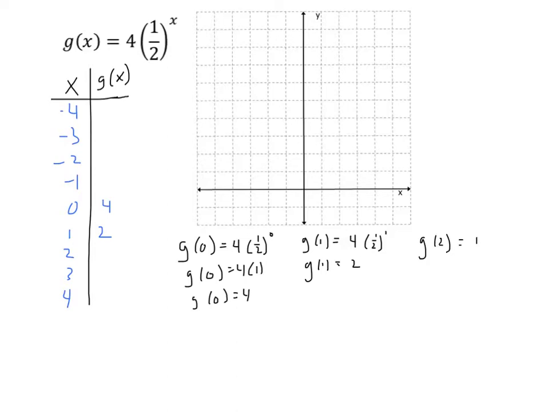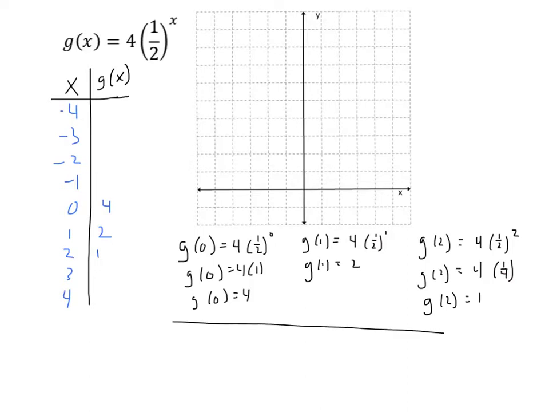When I input 2, I'm going to get 4 times 1/2 squared. A half squared is just 1/2 times 1/2, that's a 4th. So a 4th times 4 is 1. I'm going to do one more positive one. Let's do g of 3. That's going to be 4 times 1/2 cubed.